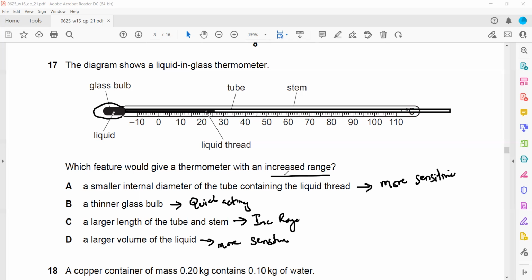So the question is how we can increase the range. The range can be increased by using a larger length of tube in the stem.